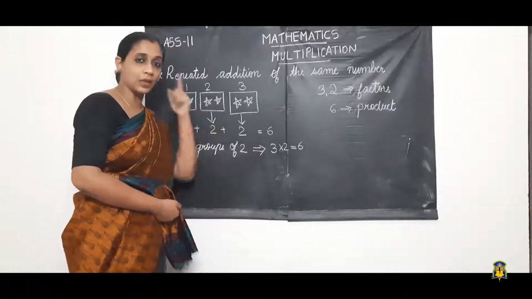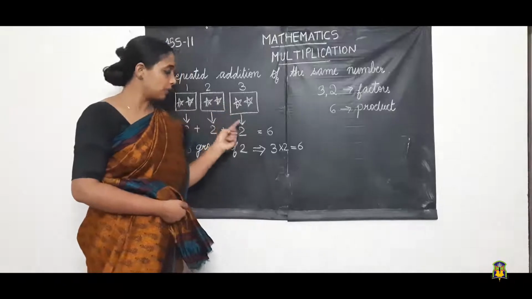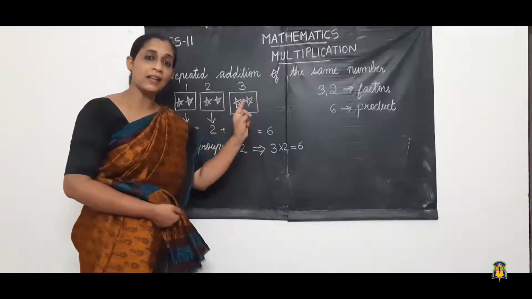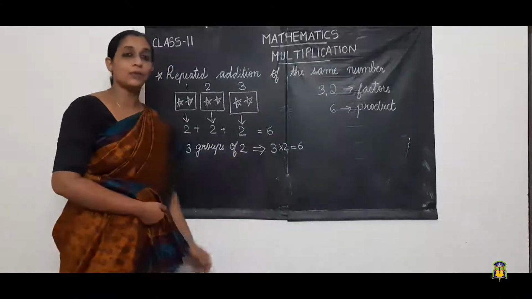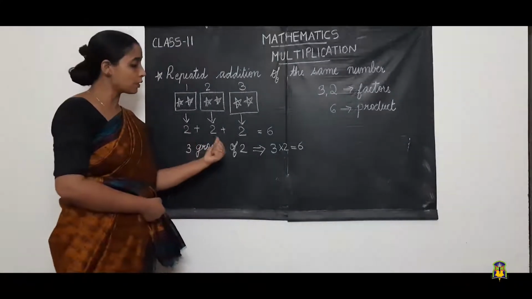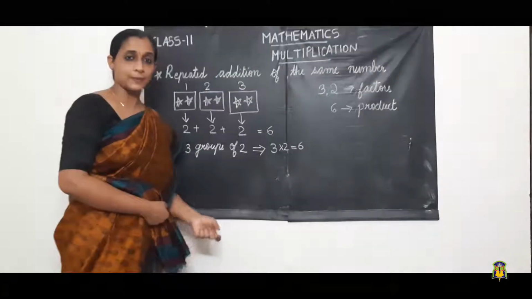2 plus 2 is 2 in mind, 2 in hand. After 2, 3, 4. 4 in mind, 2 in hand. After 4, 5, 6. So how many stars are there in total? 6. And how did you get that? You added the number 2 plus 2 plus 2. That is the number of stars in each box.